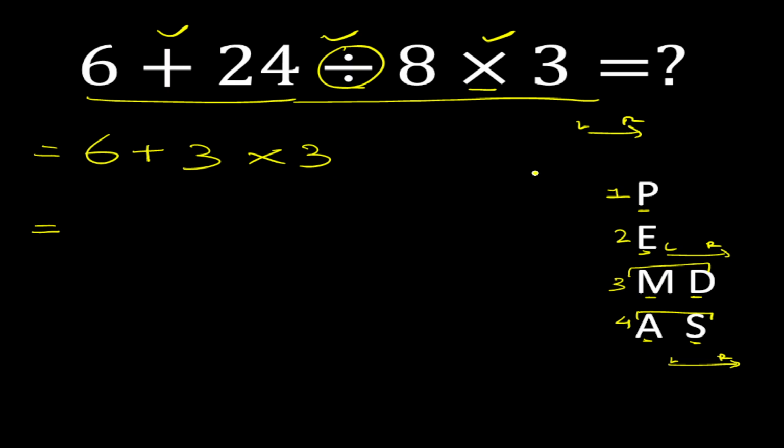So now, according to PEMDAS, first we have to solve multiplication, then we have to solve addition. So 6 plus, now 3 multiply 3 is equal to 9. So 6 plus 9 is equal to 15. Okay. So the correct answer is 15.